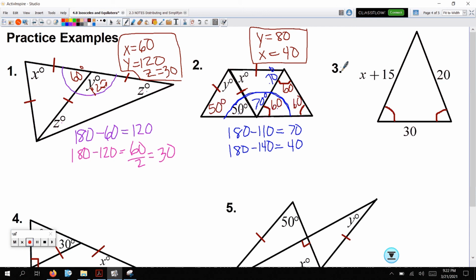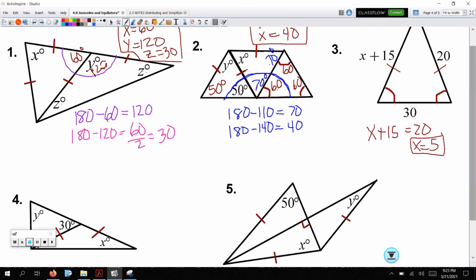Okay, here I had number 3. I have base angles that are congruent. That means that my sides opposite are congruent. So x plus 15 equals 20. X is equal to 5. This 30 down here was like a banana peel. Didn't really need that.